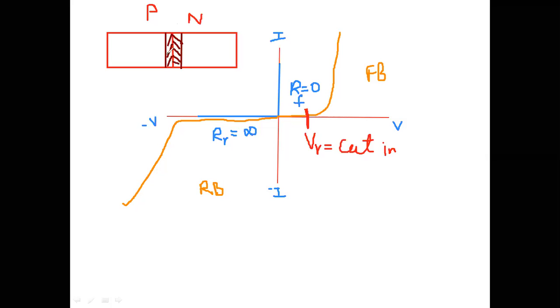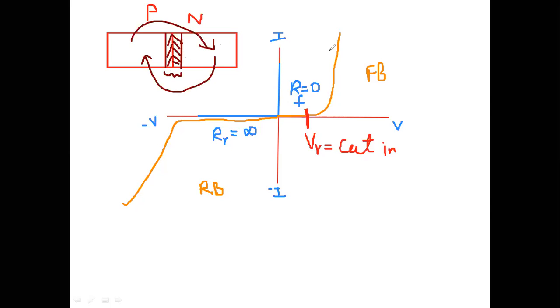So this potential is obstructing the holes from moving from p side to n side and electrons from moving from n side to p side. So this barrier width is offering some resistance, and that resistance is called the forward resistance of a diode.